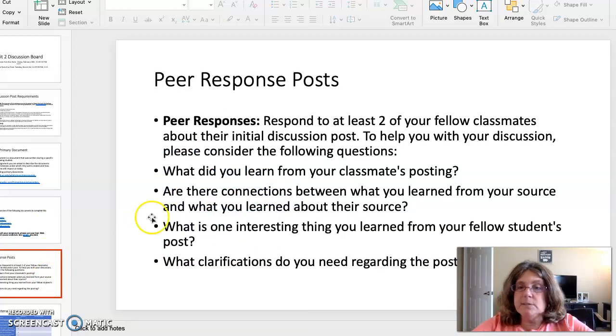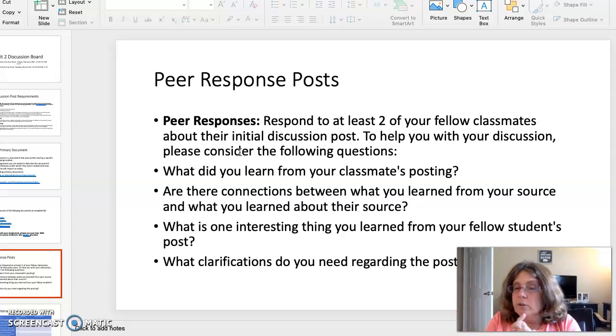Peer responses, this is what's going to be due March 3rd. You need to respond to 2 of your classmates about their initial discussion board post. And I love my students. You all are very supportive of one another. But don't leave it at great job, John, great job, Sue. You need to actually tailor your response to your classmate's post. And you need to answer the following 4 questions within your response post.